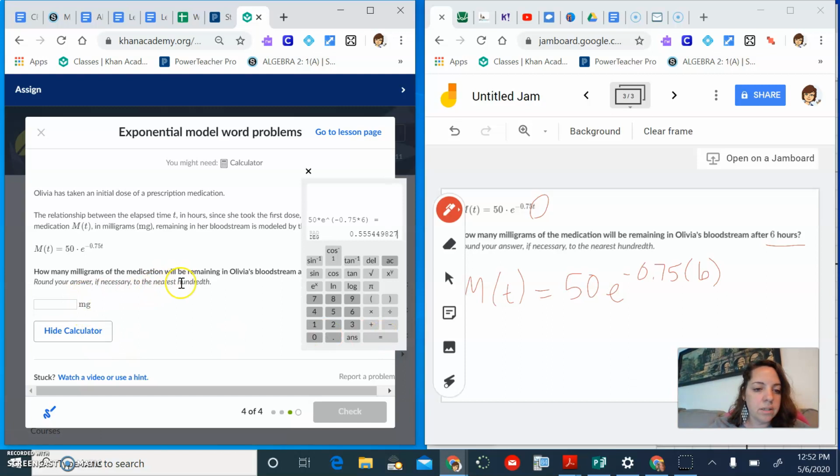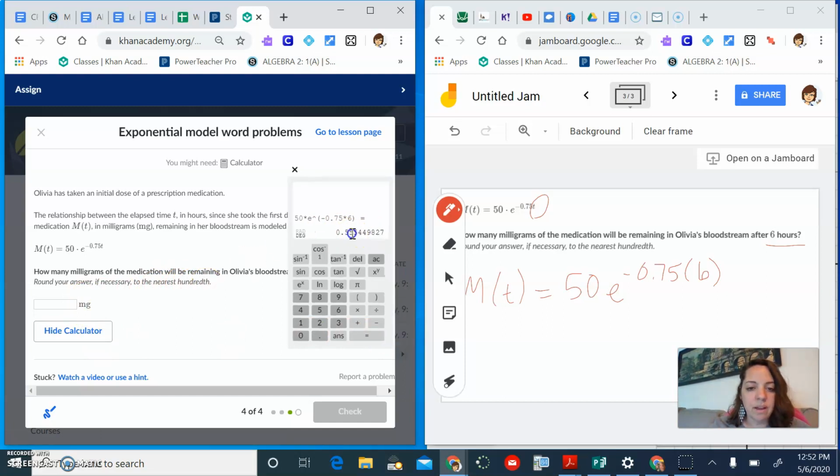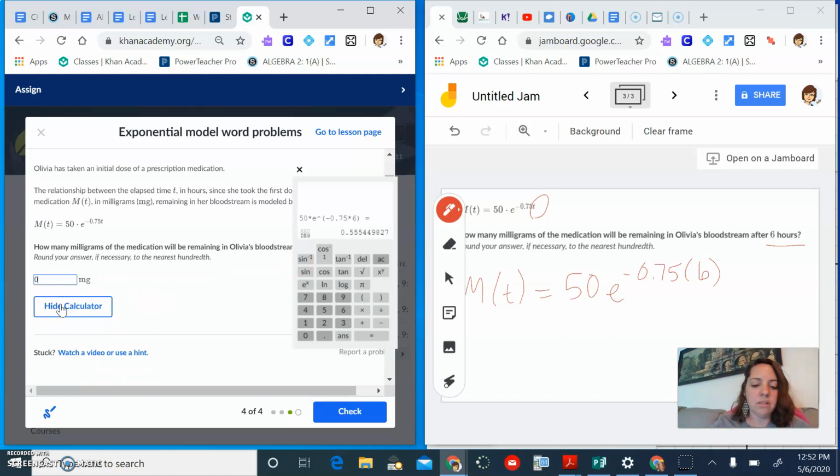And it says round to the nearest hundredth. So right now I've got 55 hundredths, that's 0.55. But that next 5 bumps it up. So instead of 55 hundredths, I will have 56 hundredths. Let's see if we're right.